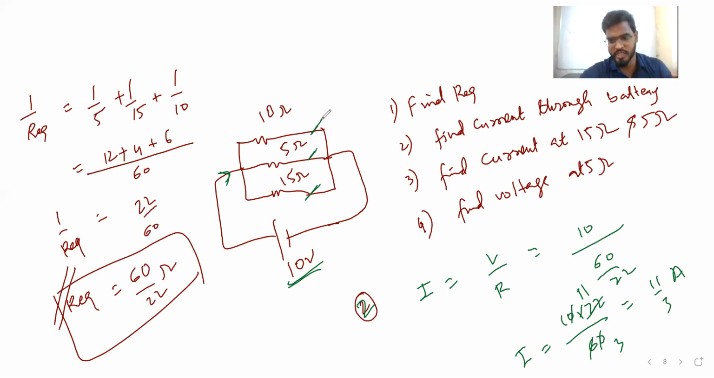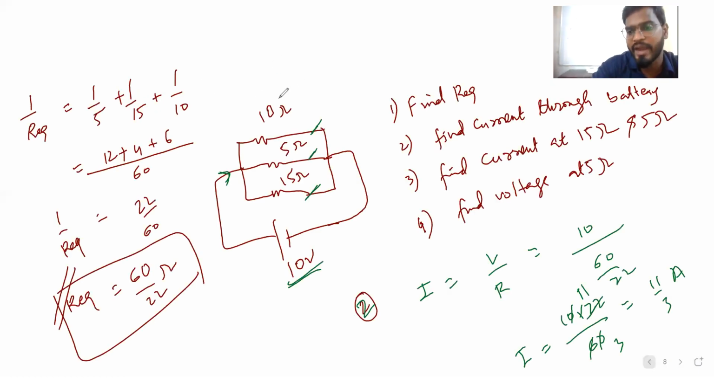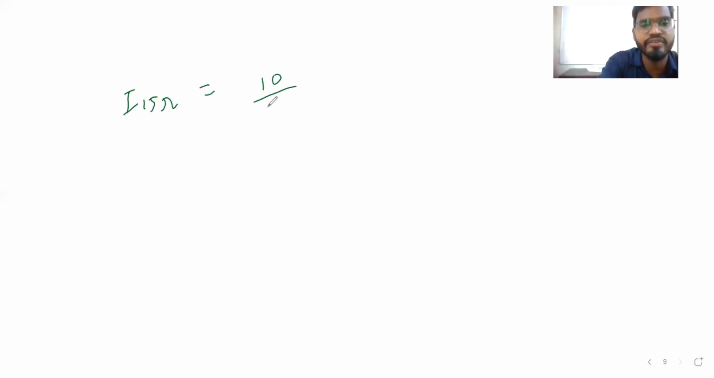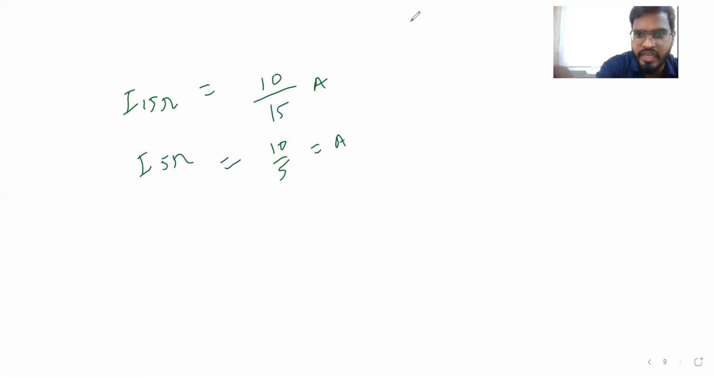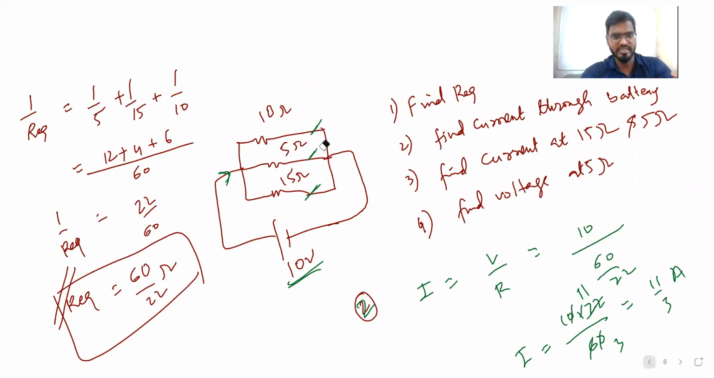Let's see, we will do it in two ways. Current at 15 ohm: V is 10, I is equal to V by R, so 10 by 15. This will be the current. I at 5 ohm is 10 by 5. Very good. But another way we have to learn, because in some numericals you cannot do it directly this way.